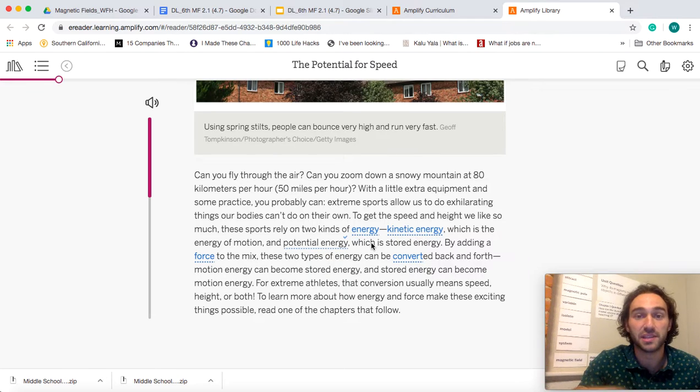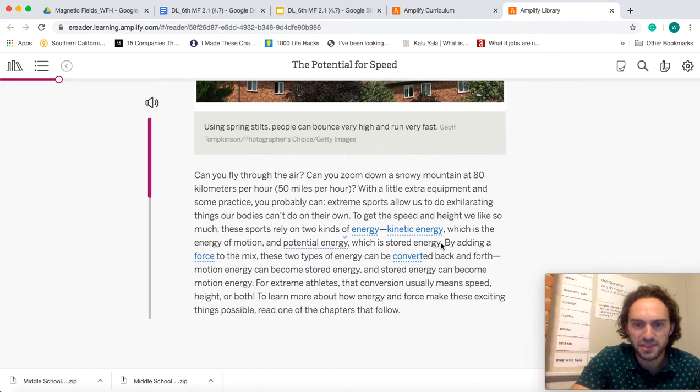And I'm going to practice that active reading that you should be doing as well. So can you fly through the air? Can you zoom down a snowy mountain at 80 kilometers per hour? That's 50 miles per hour. With a little extra equipment and some practice, you probably can. Extreme sports allow us to do exhilarating things our bodies can't do on their own. To get the speed and height we like so much, these sports rely on two kinds of energy. There's kinetic energy, which is the energy of motion, and potential energy, which is stored energy.